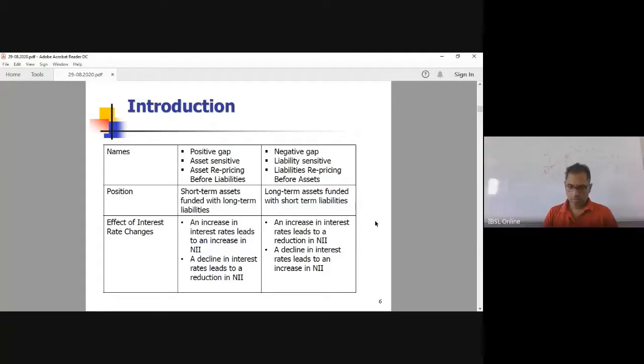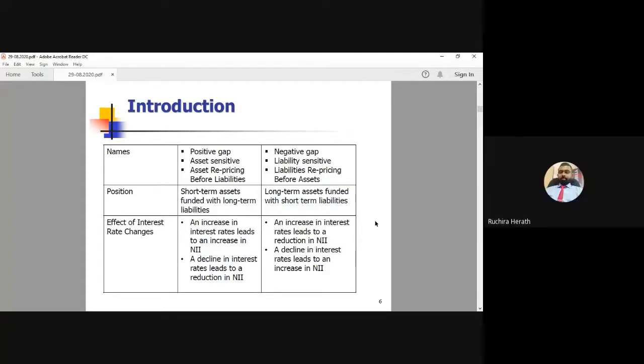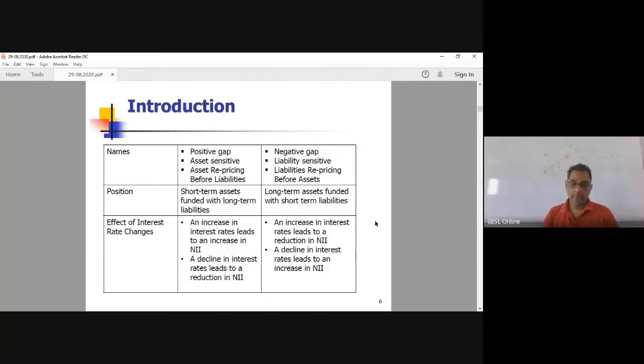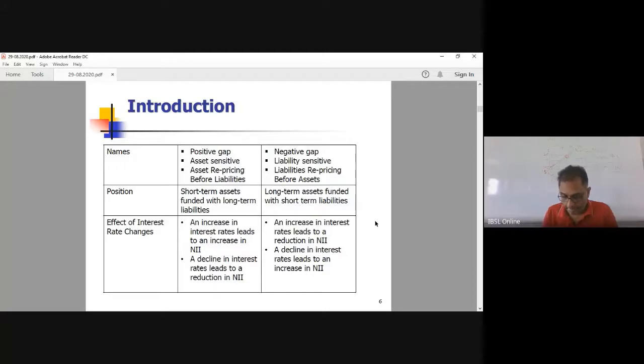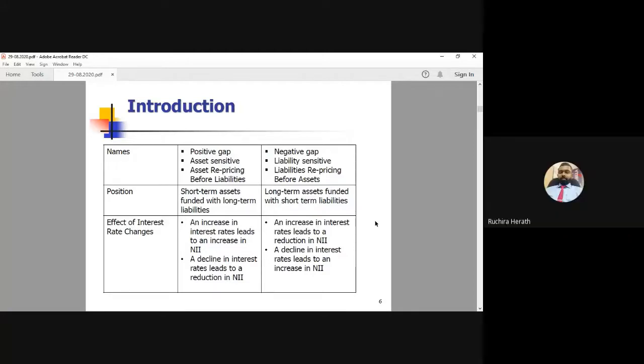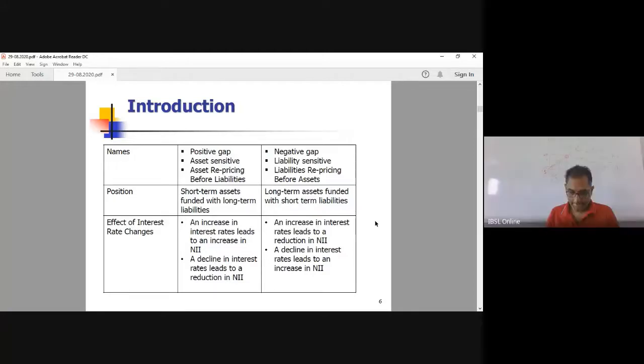So now, small question. Positive gap, in the sense that it is asset sensitive. That means you lend short term, but borrow long term. Correct. But when it comes to negative gap, you said that there could be more long-term assets. That's correct.